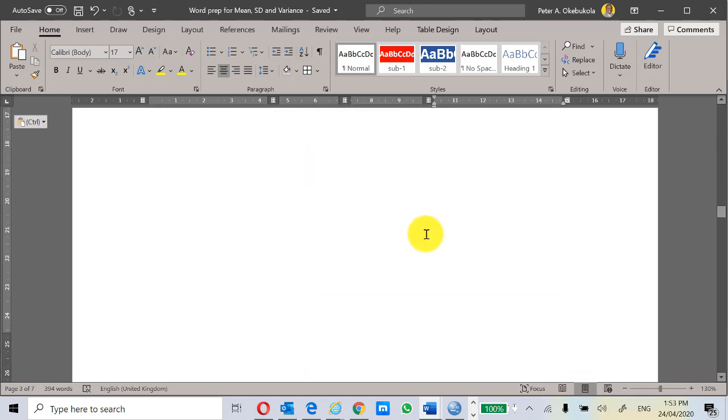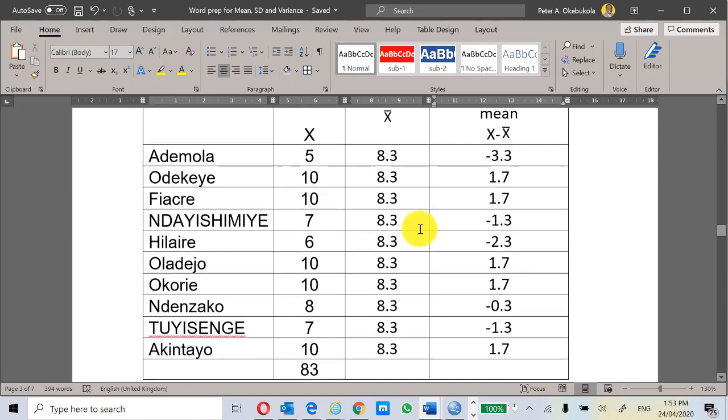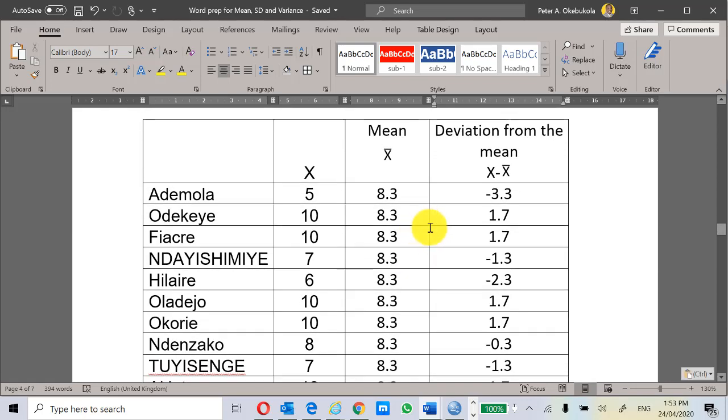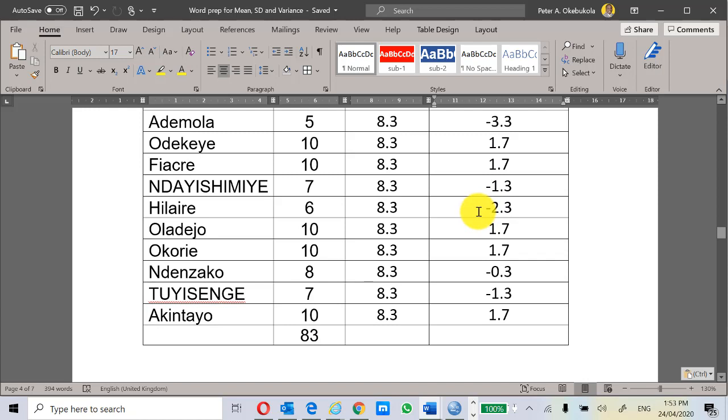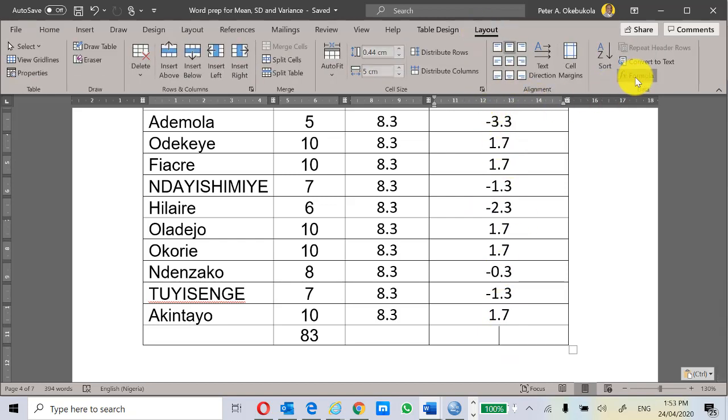I've done the rest here, and you will see what I got. So this is what I got: deviation from the mean, x minus x bar. So these are the deviations. You can see how some are positive, some negative. By the way, if you add these all up, what do you think it will come to? Let's see. I'm telling you it will come to 0. You can see 0.